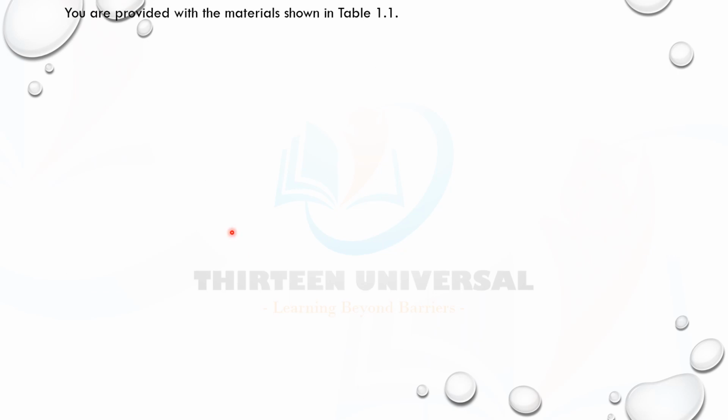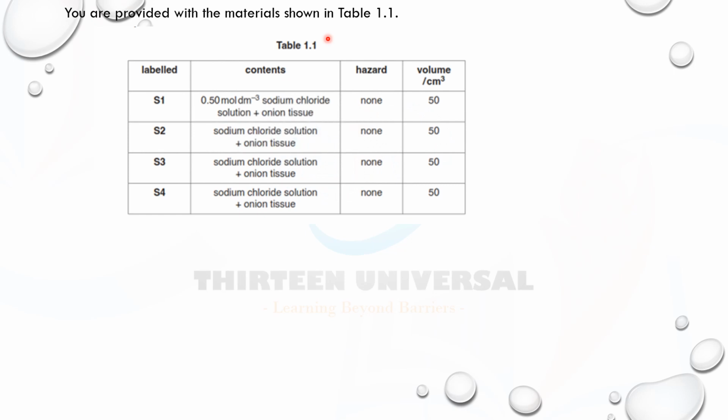Let's go. You are provided with the materials shown in table 1.1. These are the labeled materials: S1, S2, S3. So if you're in the lab, before you start working, compare what you have on the bench with what you have here. Because this is a practical exam, check: do I have anything labeled S1, S2, S3?